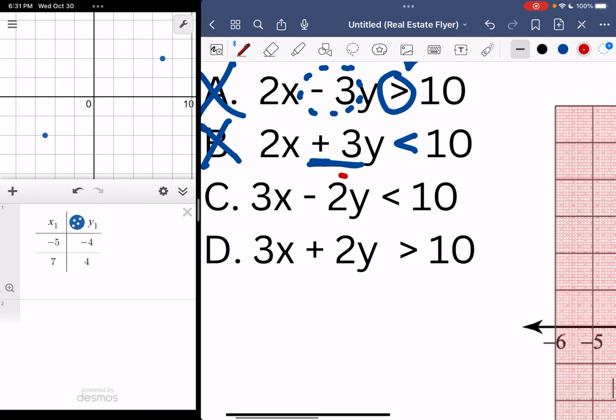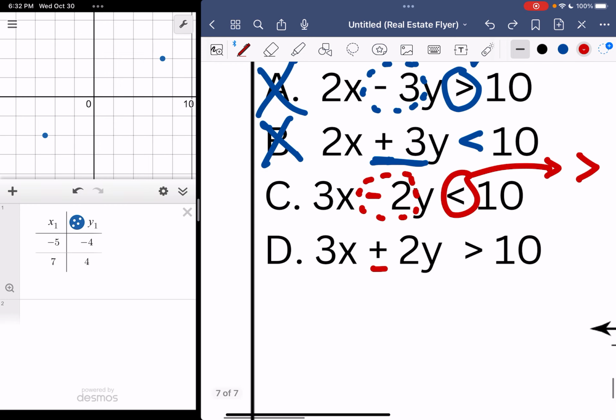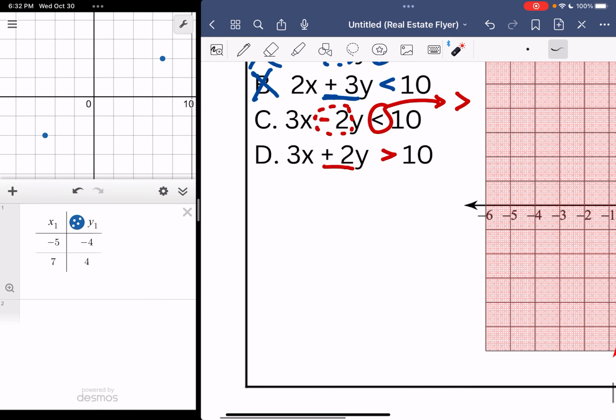For C, we have a negative in front of Y, so we know this sign, when we solve it, is going to flip. Those two signs match. C is still looking pretty good. And then for D, we have a positive in front of y, the sign is not going to flip. That is the correct sign. Still looks good there. So we do need to go ahead and solve C and D for y.